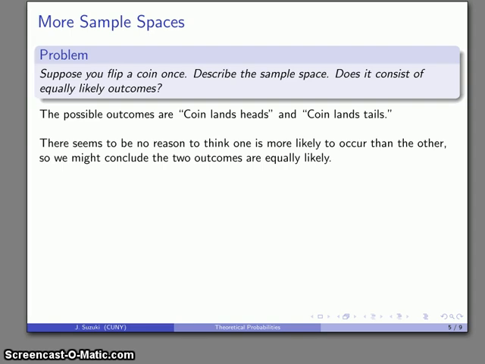So we might conclude that the two outcomes are equally likely, and our sample space consisting of these two outcomes is going to be a sample space of equally likely outcomes. Now, here's an important observation to make, which is that this notion of equally likely outcomes seems to be very closely tied in the minds of non-mathematicians, non-probabilists, to the idea of random. Most people would describe this as a random experiment because the outcome is not predictable in advance.